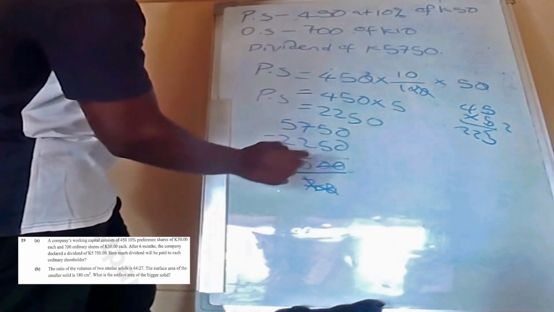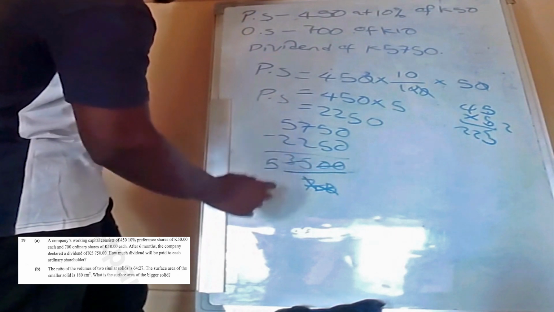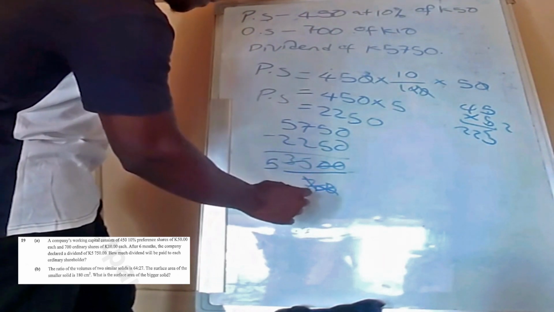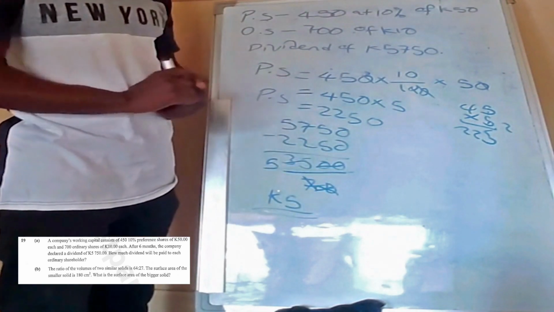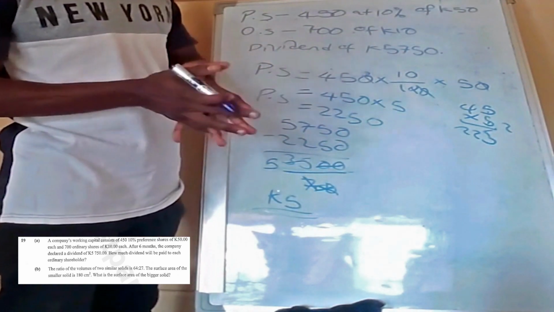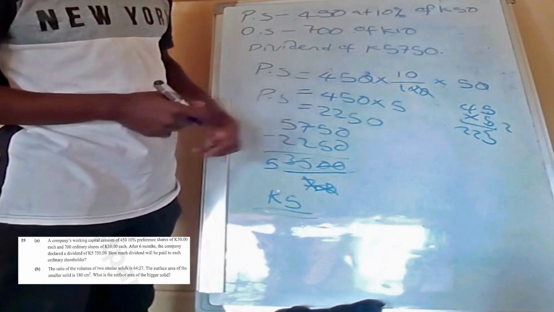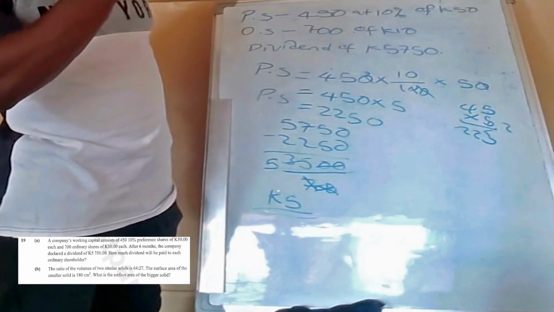Okay, so 7 into 35 is 5. So meaning they each received 5 kwacha. That's how we go about it. Okay, move on to the next question.